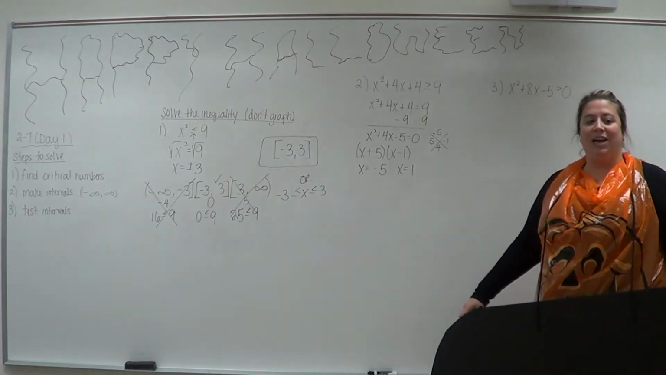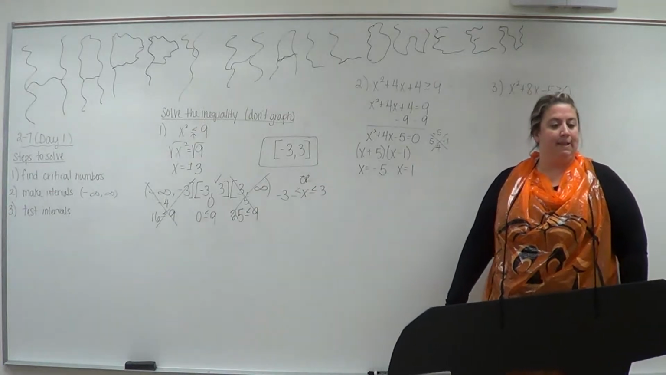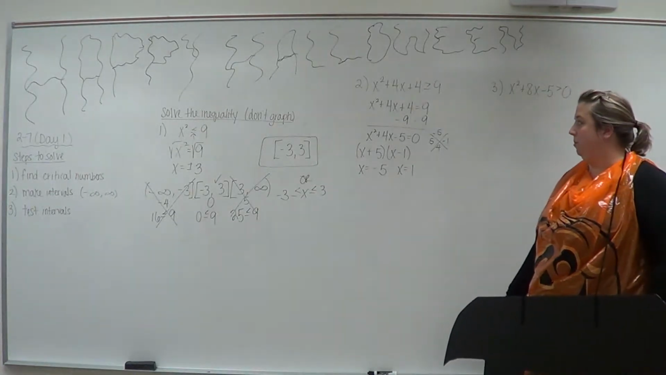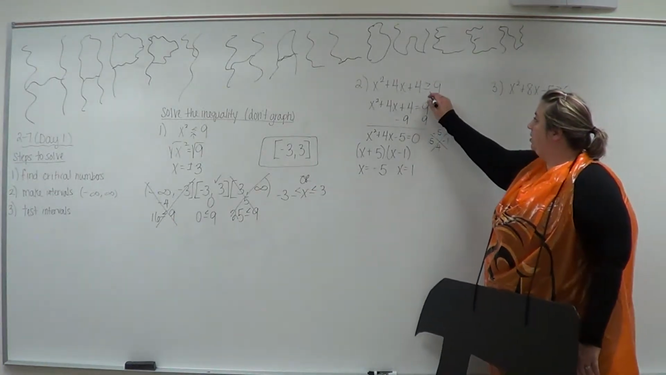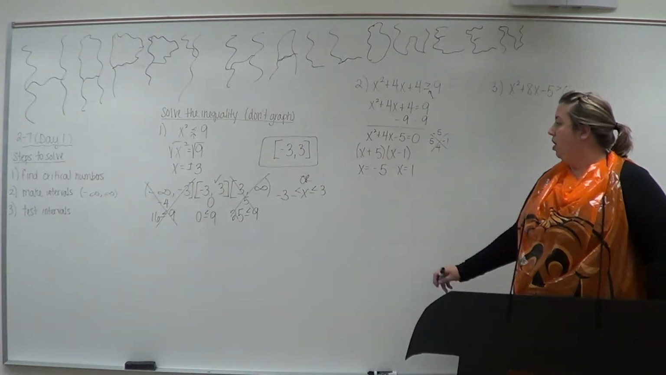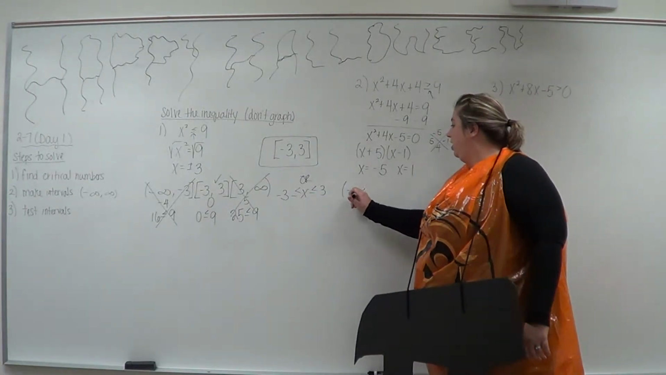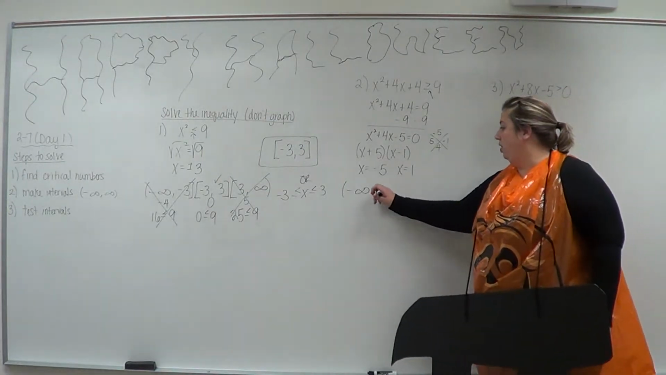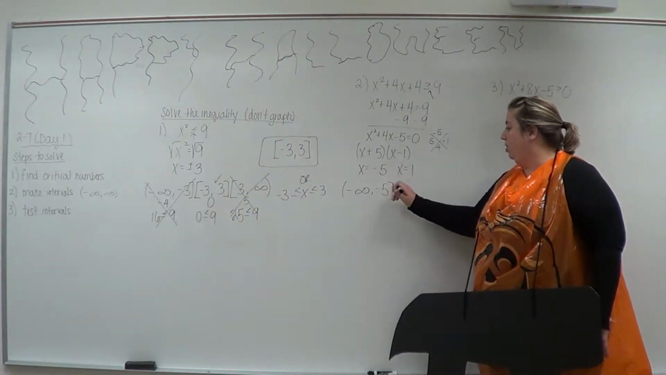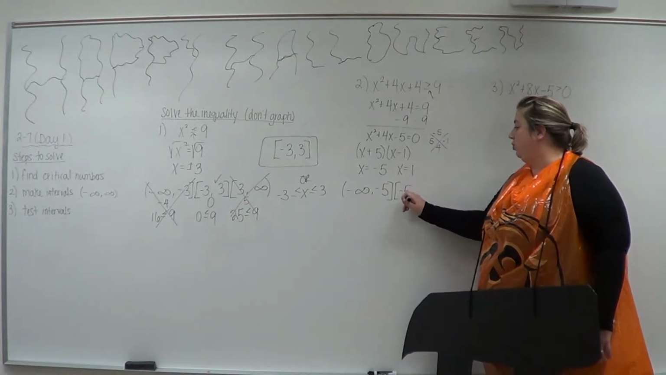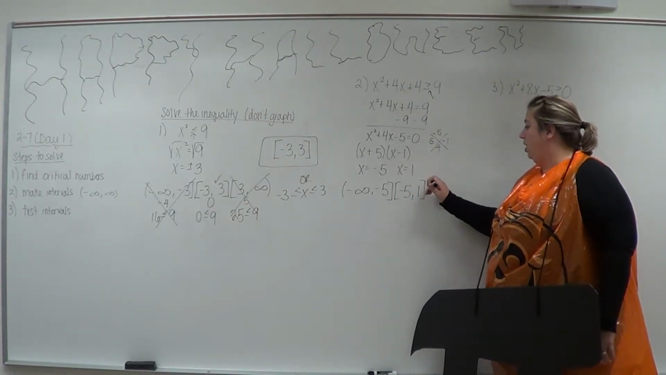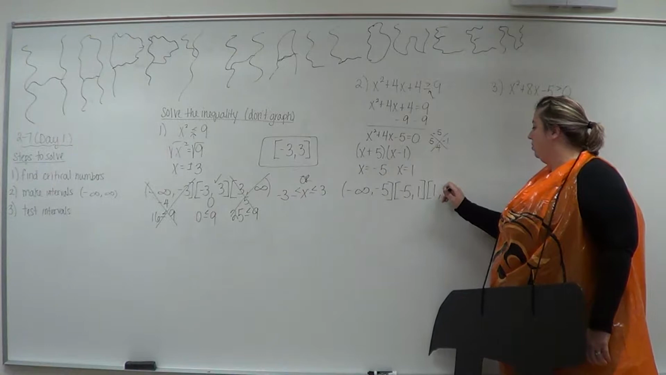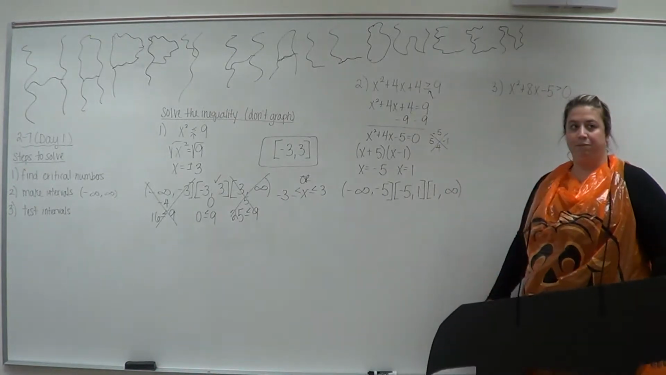Okay, am I going to have brackets or parentheses when I do my numbers? Brackets. I'll have brackets on this one because of the equal to sign. Okay, so I'm going to go from negative infinity to which number? -5. -5, good. Then I'm going to go from -5 to 1, and then 1 to infinity.